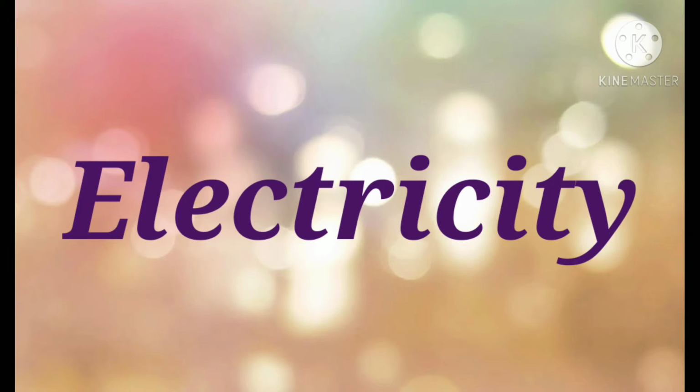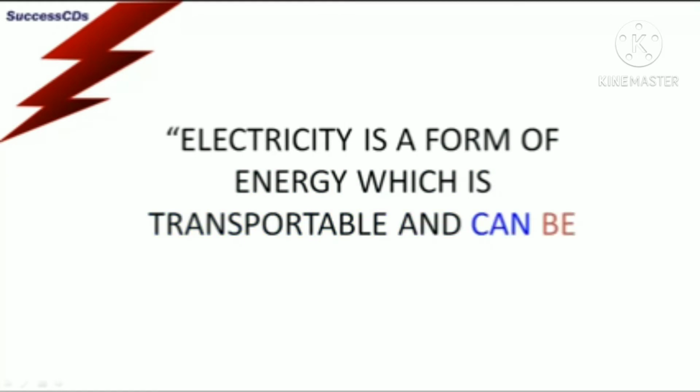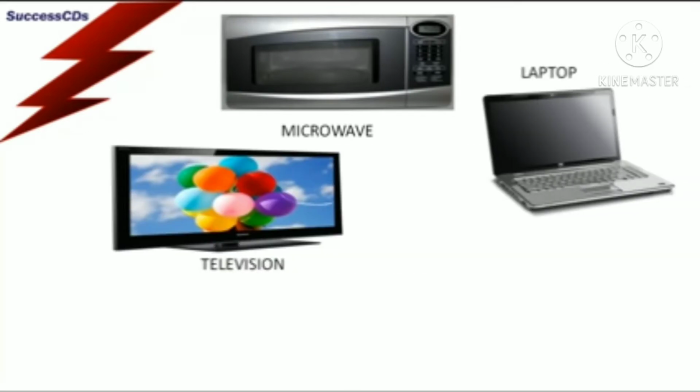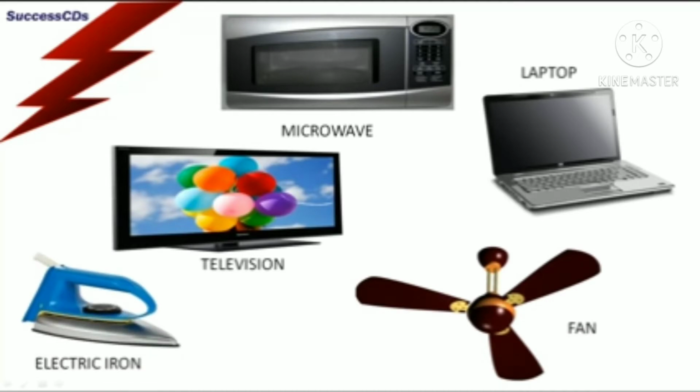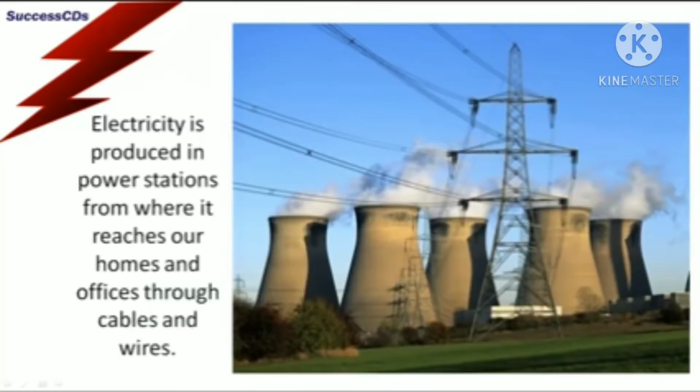So what is electricity? Electricity is a form of energy which is transportable and can be controlled. Microwave, televisions, laptops, fans, electric iron. Children, all these appliances have become a part of our life because they make our life easy and comfortable. Lighting our homes and offices. Electricity is produced in power stations from where it reaches our homes and offices through cable and wires.